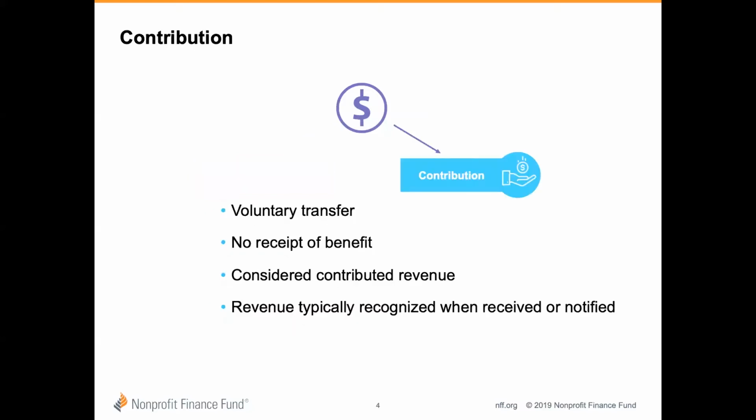Now let's look at contributions. A contribution received by a not-for-profit is a voluntary transfer of assets or funds. The intent of the donation is not reciprocal, meaning the donor does not receive any economic benefit. I will need to clarify that last point. Revenue is typically recognized when the grant is received or notified. There are exceptions, and we're going to get to them in a bit.